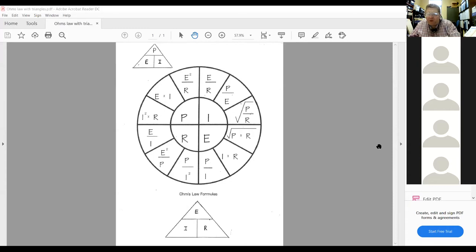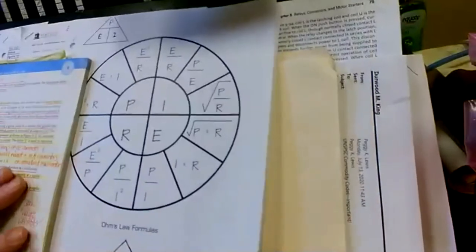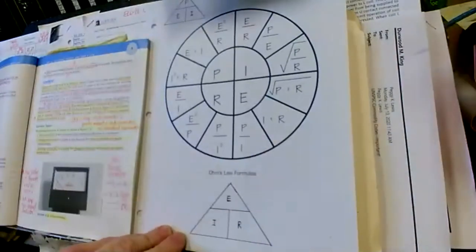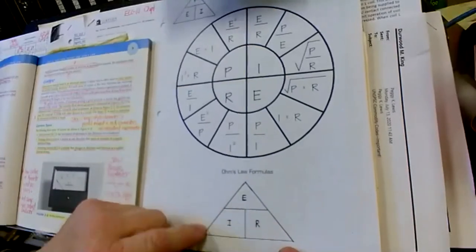Let me do something that can be a little more helpful here. I'm going to move my webcam over here. Now, y'all see my hand there? Yeah. I got my door open. I can't close my door with all this stuff in here.